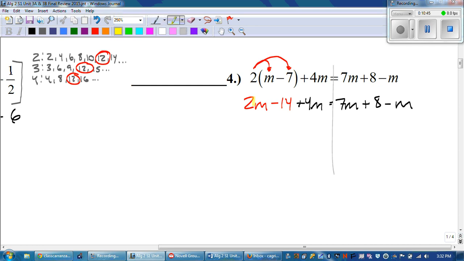Okay, after I distribute, I need to find my like terms. On the left side, 2m plus 4m gives me 6m minus 14. Do we have like terms on the right side? Yeah, we have 7m minus m. Now, minus m, that is a 1m. So 7m minus 1m is 6m.